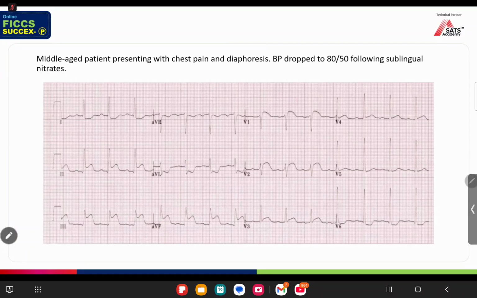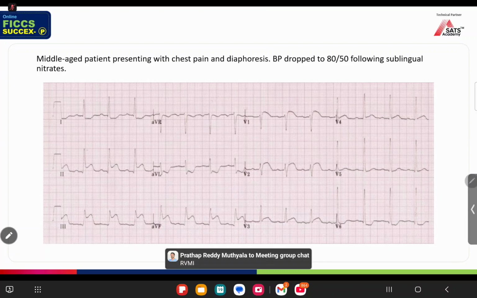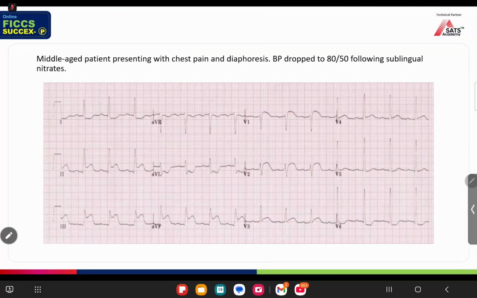What is this? Middle-aged patient with chest pain and diaphoresis, BP dropped to 80/50 following sublingual nitrates. This is the ECG. It's a sinus rhythm with ST elevation in lead 2, 3, AVF. There is depression in lead 1, AVL, and lead V6. It's basically an inferior wall MI. Okay, anything adding to that? BP dropped to 80/50 following sublingual nitrates. That is the hint.